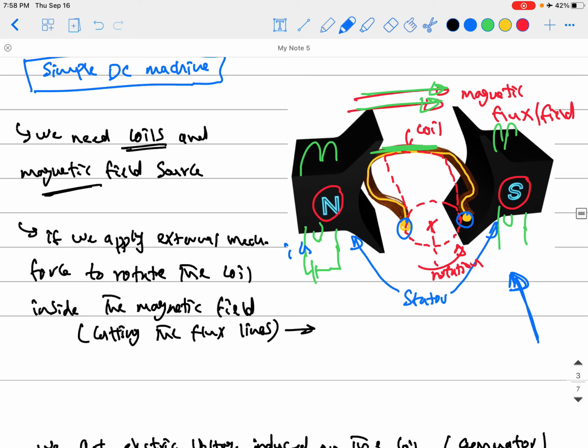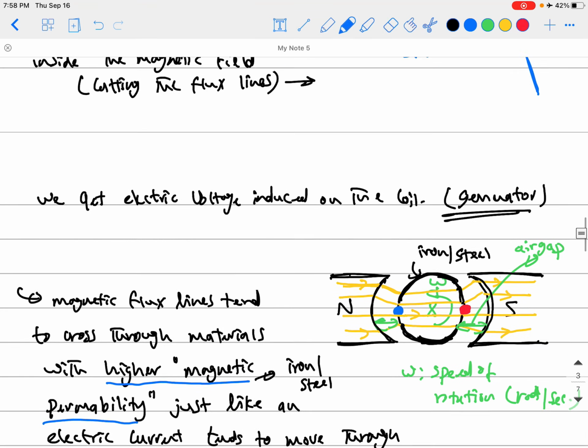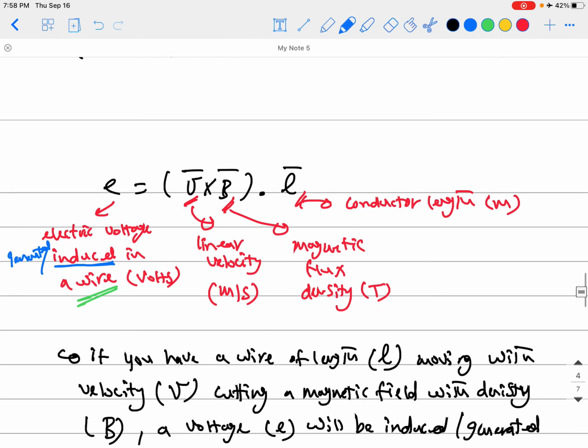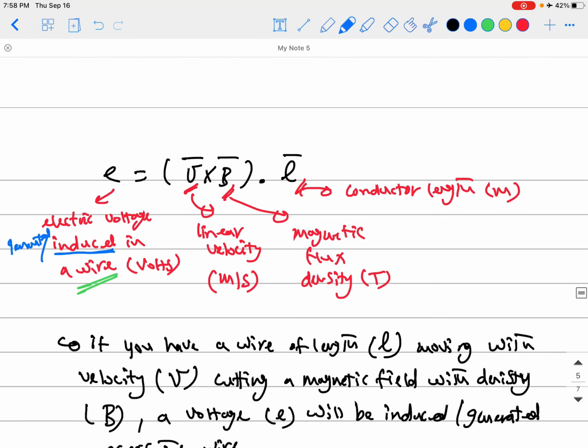If you apply an external force to rotate this coil inside this magnetic field to cut it, a certain amount of voltage will be induced in this coil. This voltage can be quantified using Faraday's equation, the famous one: E equals (V cross B) dot L, where V is the linear velocity of this coil, we said it has to rotate, B is the magnetic flux density, and the result is dot product with L, which is the conductor length.